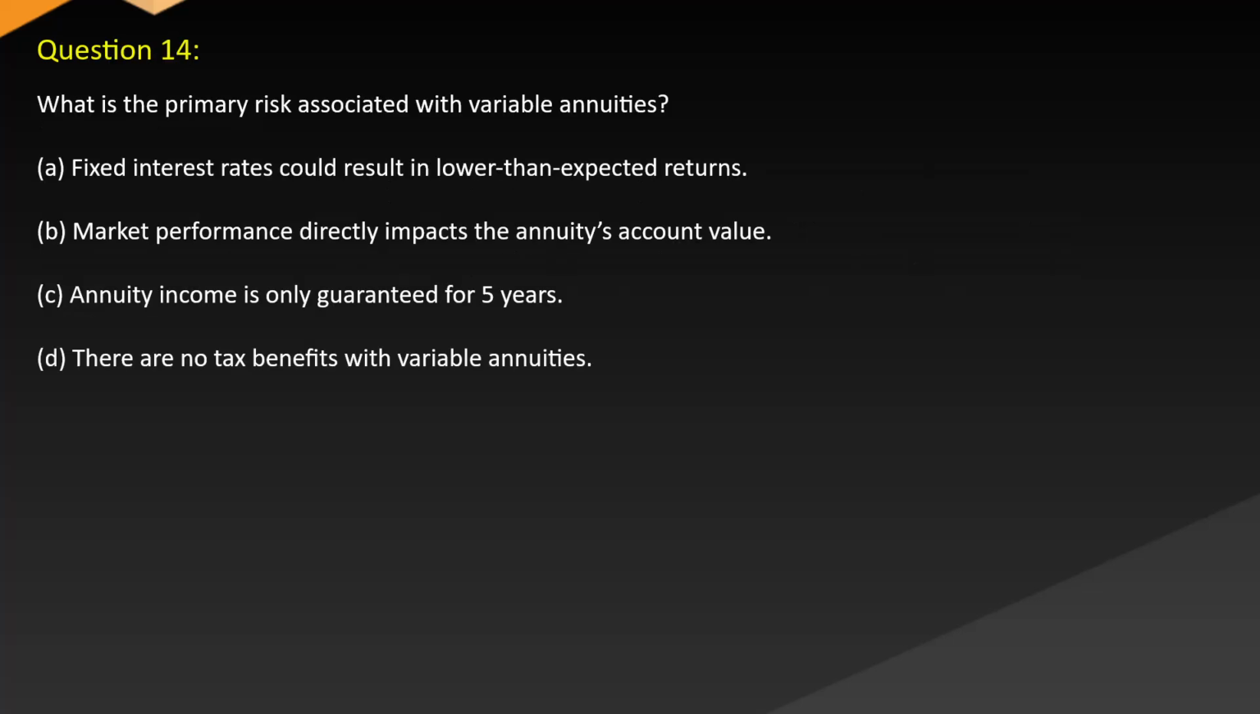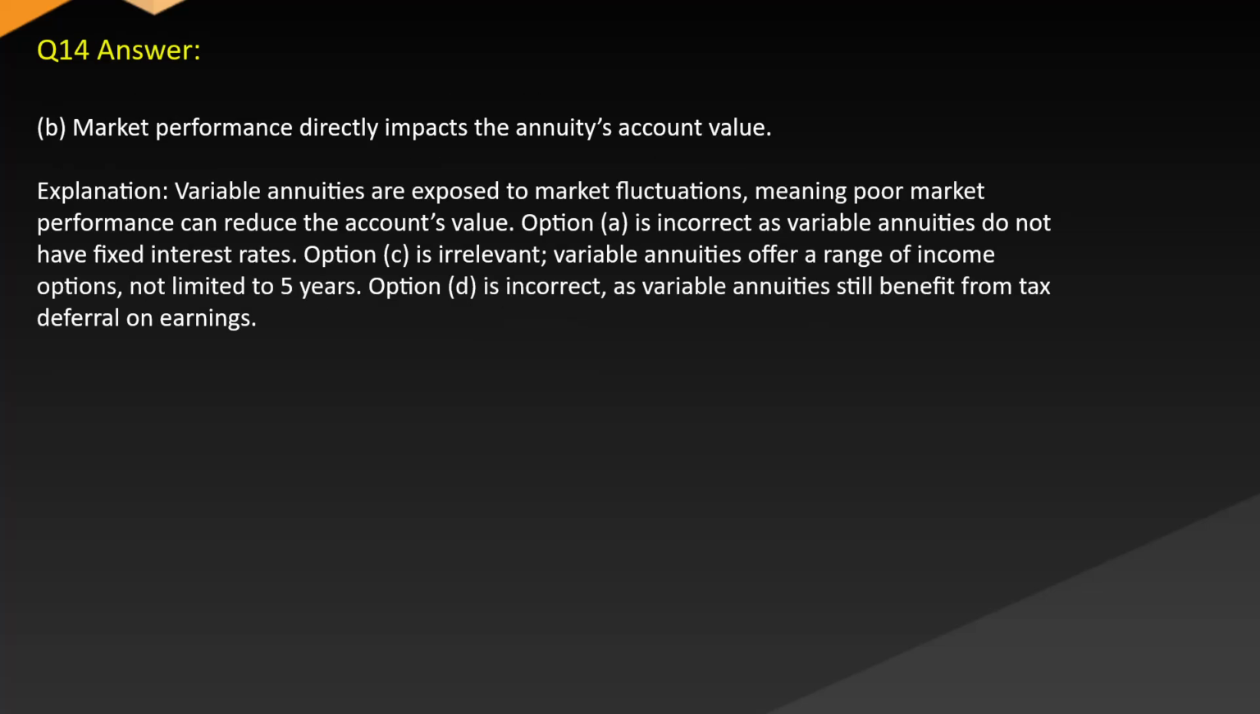Question 14. What is the primary risk associated with variable annuities? A. Fixed interest rates could result in lower than expected returns. B. Market performance directly impacts the annuity's account value. C. Annuity income is only guaranteed for 5 years. D. There are no tax benefits with variable annuities. Answer: B. Market performance directly impacts the annuity's account value.